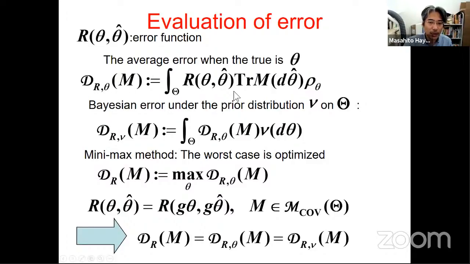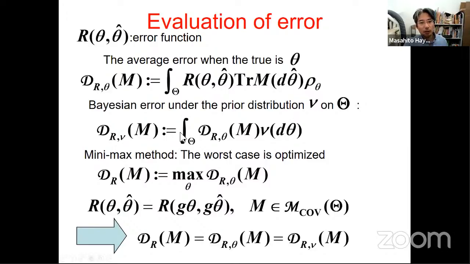However, this average error depends on the true parameter theta. So, sorry, theta is the true parameter, and theta hat is the outcome. So the difference can be considered the error. Then we have this error function. So the Bayesian error is defined in that way. This error depends on the true parameter theta.